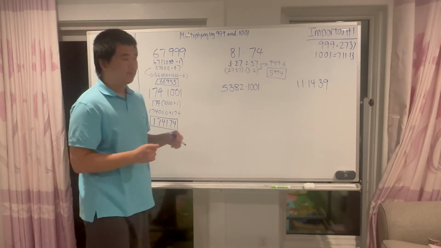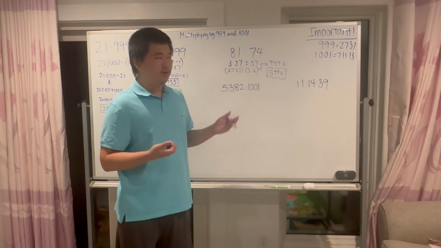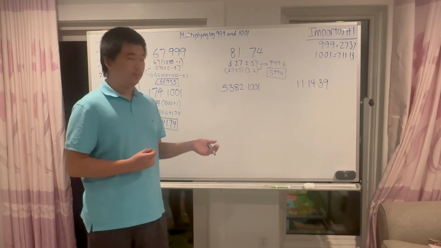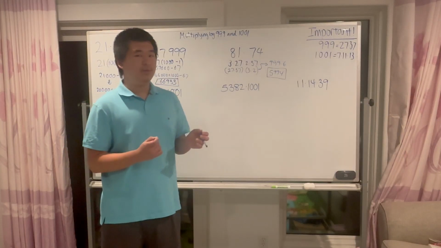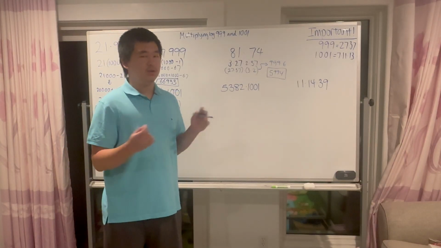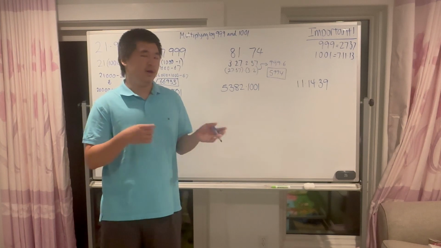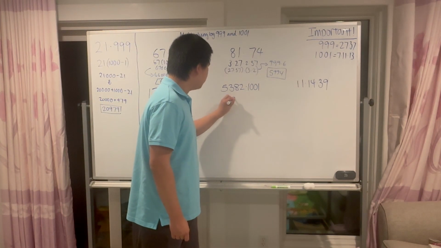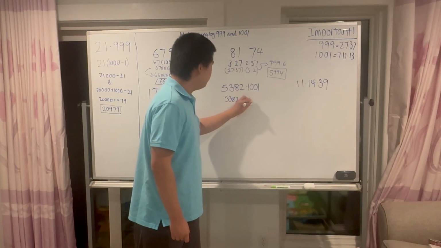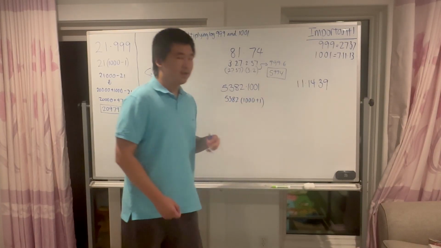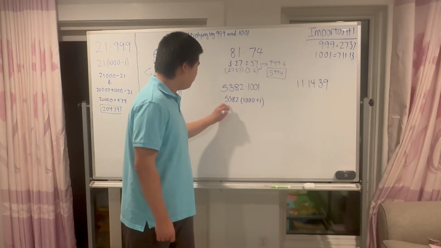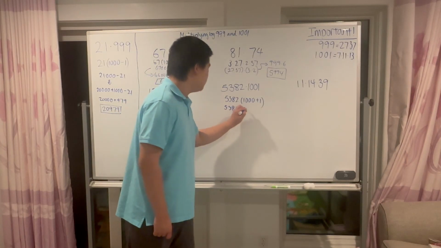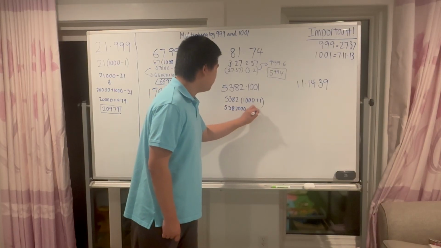But of course, some numbers are too big for even 1001 to repeat. For example, any 4-digit number. So how do we handle 4-digit numbers? Well, we handle it in the same way that we handle 3-digit numbers with 11 or 101, right? First of all, let's just see what happens when we FOIL it. So once again, it's 1000 plus 1, so we would get 5,382,000 or 5.382 million plus 5382.